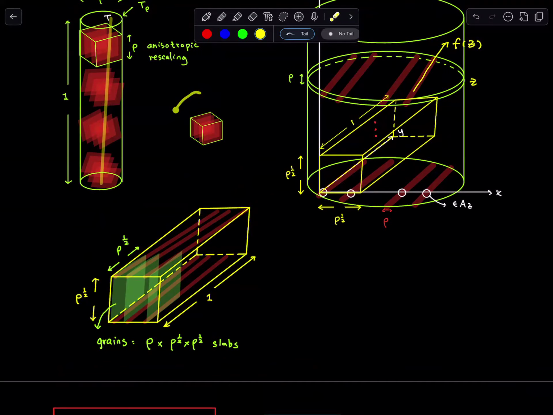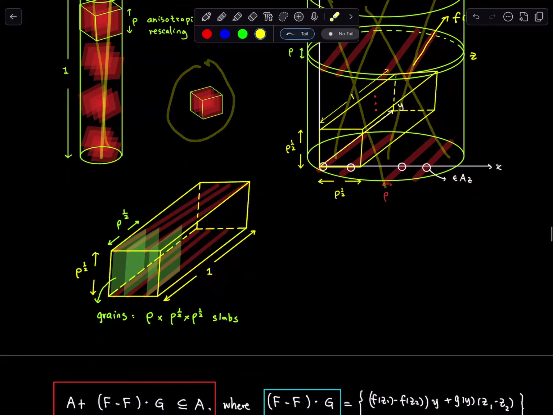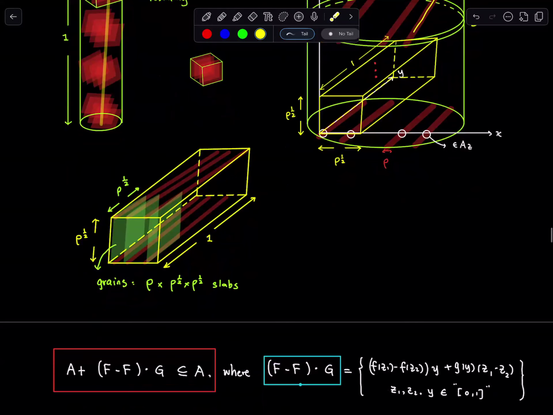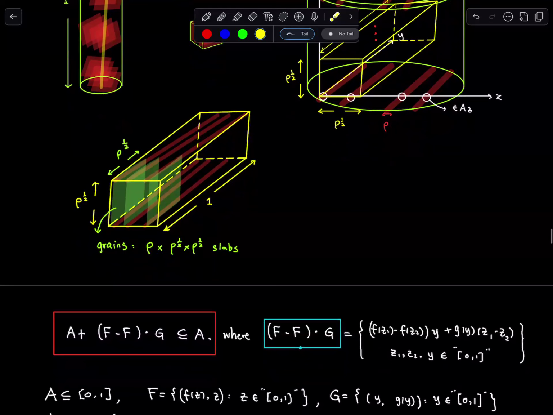Kakeya set is organized into a union of parallel slabs. And after rescaling, this is still another extremal Kakeya set. So we can apply the same argument to say that at this box, it is again a union of parallel slabs for the extremal Kakeya set at a different scale. And G is going to be sort of the slope of the other direction.